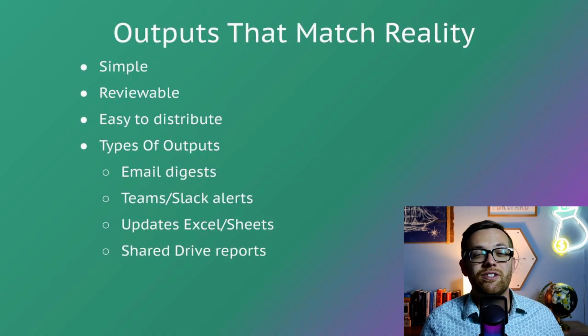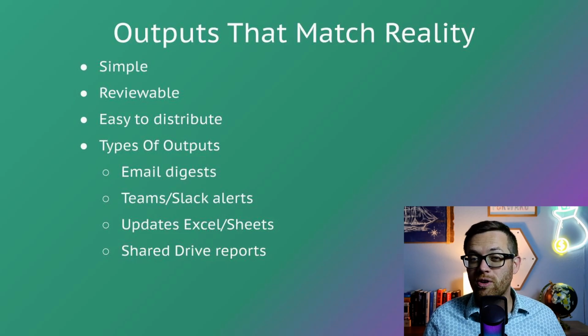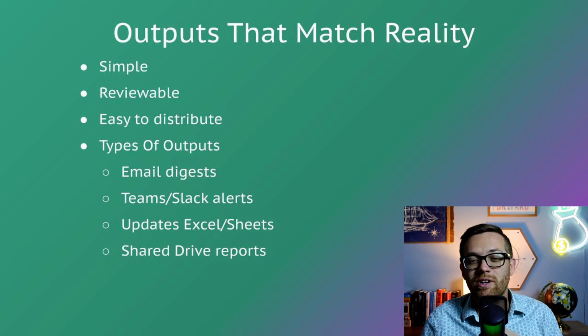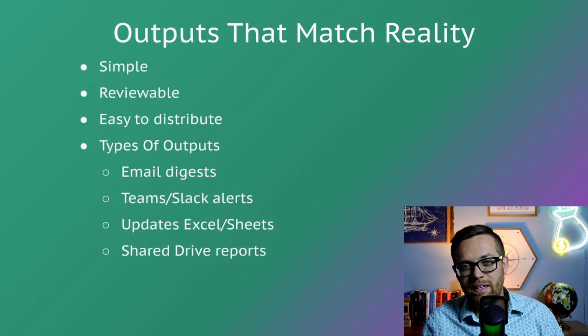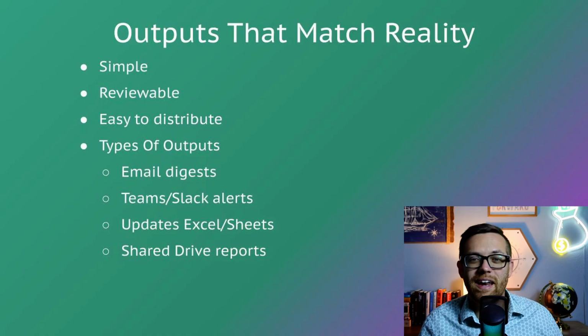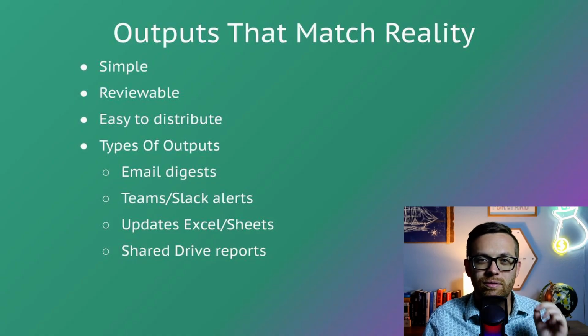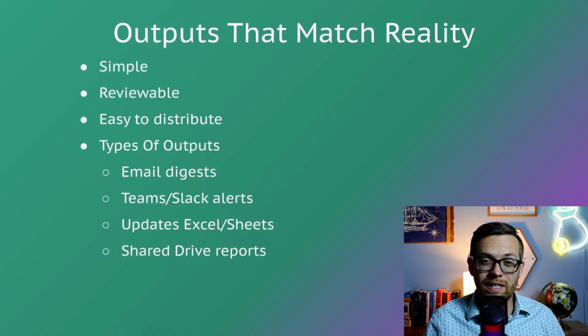Outputs are where automation either sticks or dies. If outputs don't fit how Treasury already works, they'll just be ignored. And here's the thing, simplicity beats cleverness every single time. Email is still one of the most effective outputs, as much as we'd like to not admit that. Daily liquidity summaries, exception alerts, distribution to leadership or teams. It's simple, reliable, and auditable.